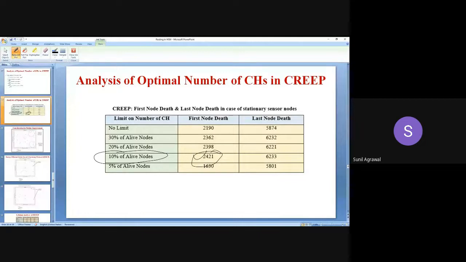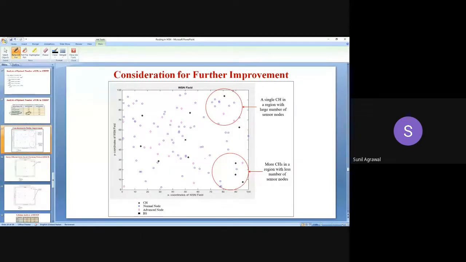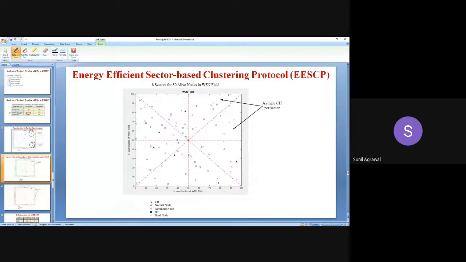Now further improvement we can incorporate. If you look at the scenario of WSN, this is a particular scenario where cluster heads have been declared. So this is one cluster head, this is another cluster head. So you can see in a particular area only one cluster head, in the same area more number of cluster heads, or we can say fewer member nodes, more member nodes, right? So to have a fair distribution of the number of nodes within a cluster, it is proposed that the given area be divided into different sectors.